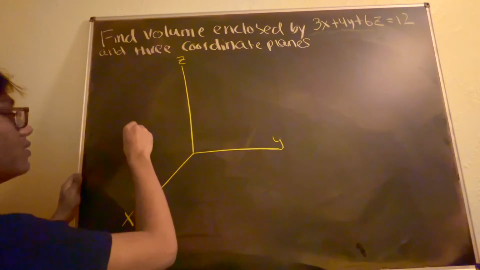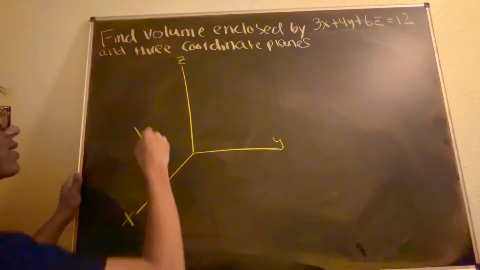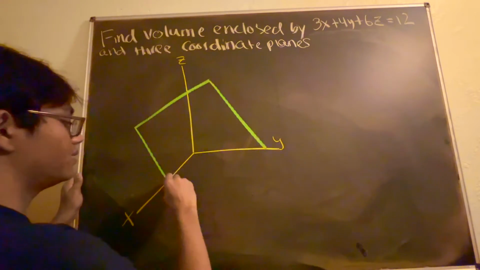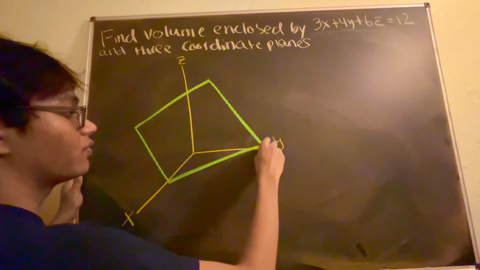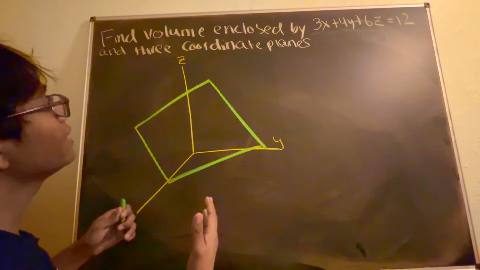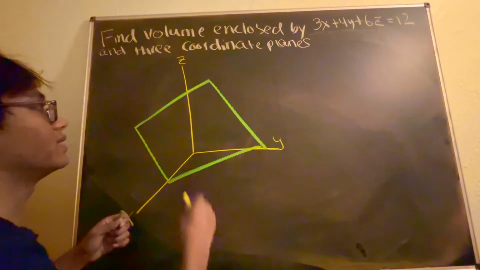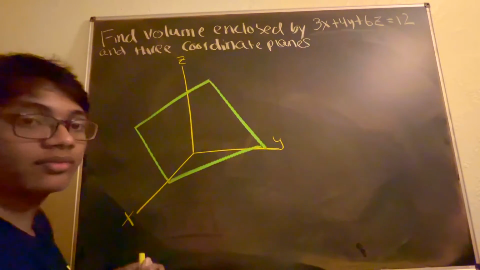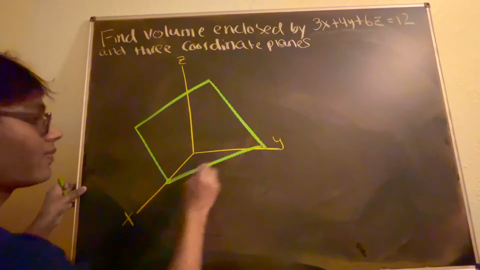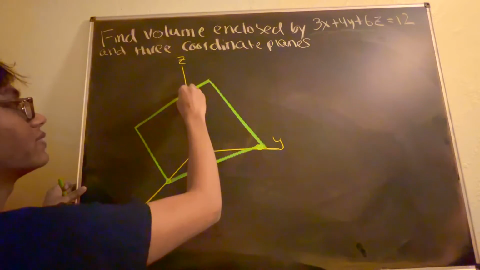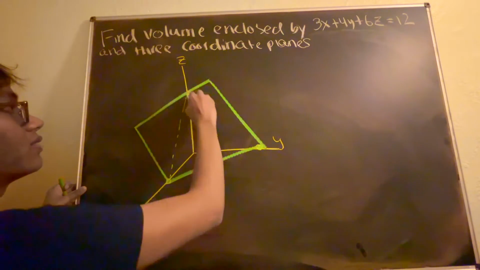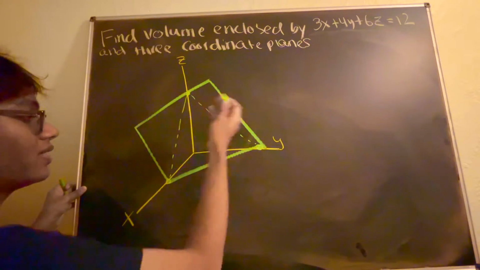You can draw the plane however you'd like. I'm just going to draw it like this. Here's my plane. Just connect these two and voila, there's my plane. It's not perfect, but there it is. Now my plane encloses some volume underneath it, and we have to find how much volume that is, right?